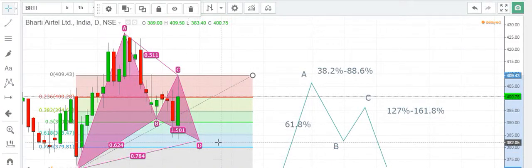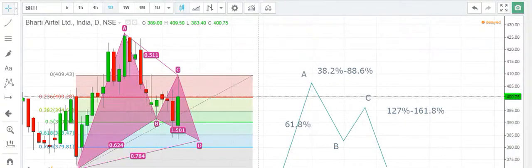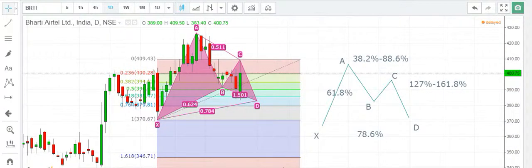So see, my entry point is 383, stop loss is 379, which makes a risk of 4 rupees. And from here the stock, if it completes target 3, it will move to 394, which gives us a risk to reward ratio of 1:3, which is pretty nice for the trade. So that will be my trade strategy. That's the bullish Gartley pattern which we talked about today.